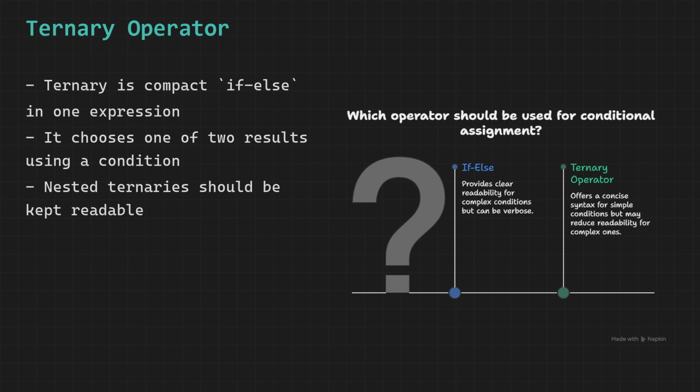Looking at the diagram, the comparison between the if-else block and its ternary equivalent makes the benefit immediately clear. int max = (a > b) ? a : b replaces a full 5-line if-else block with a single readable line.